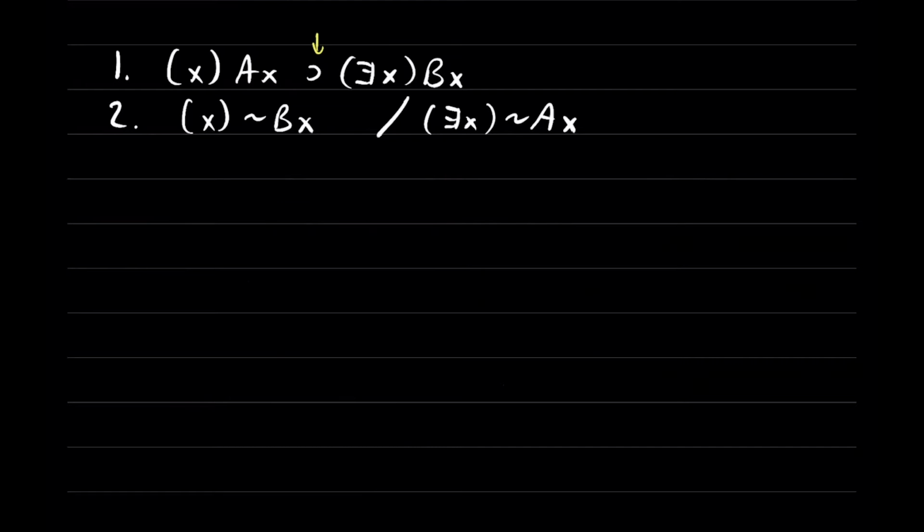In other words, everything in the universe is not a B. And the conclusion we're trying to conclude is that there exists something that's not an A. Okay, let's go ahead and dive in.